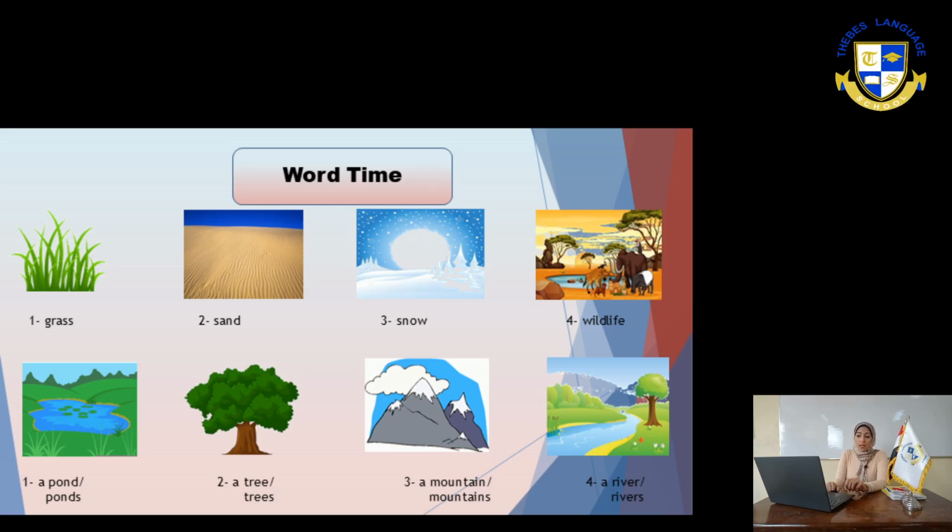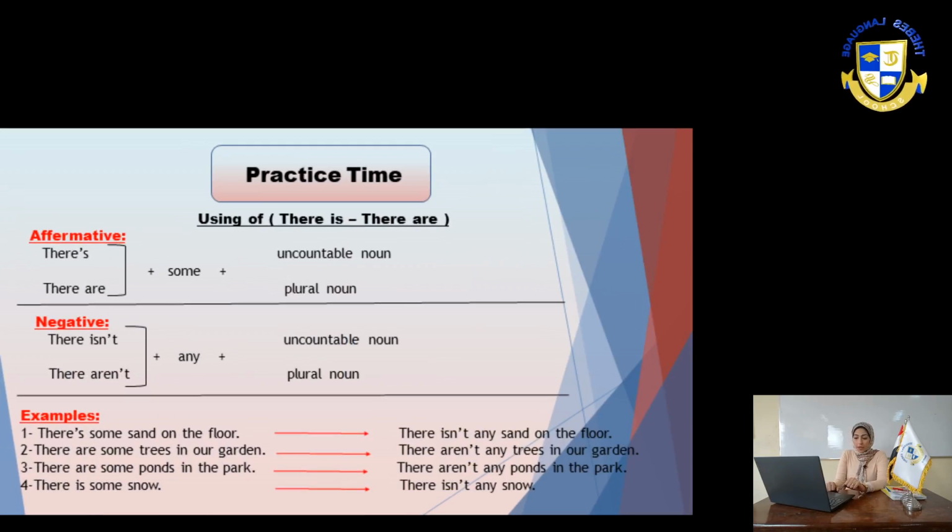Example number 3, there are some ponds in the park. As a negative sentence, there aren't any ponds in the park. Number 4, there is some snow. In the negative, there isn't any snow. And that's for this slide.